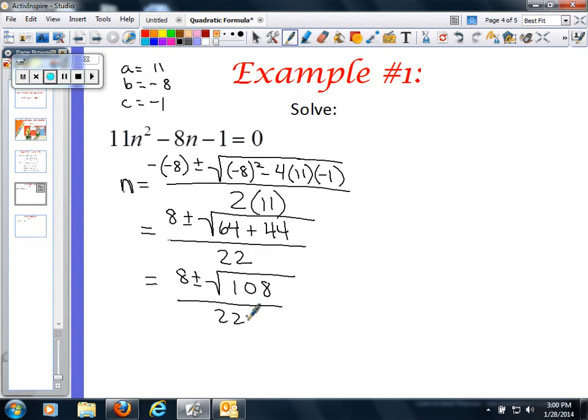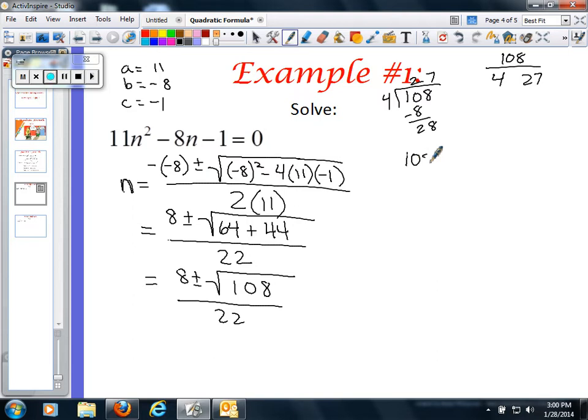Now, once I get here, 108 is not a perfect square, so I need to see if I can pull out a perfect square. Alright, so your perfect squares are 1, 4, 9, 16, and so on. So let's check and see if 4 goes into 108. Alright, so you can divide by 4. This is going to be twice 8, bring down the 2 and an 8. So that's going to be 27. So we know 108 is 4 times 27. So I do have one perfect square.